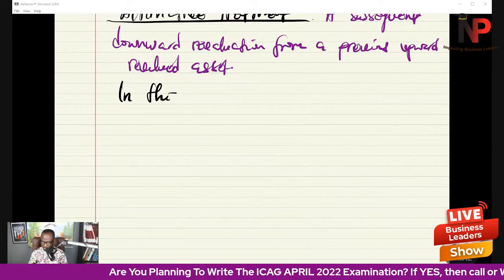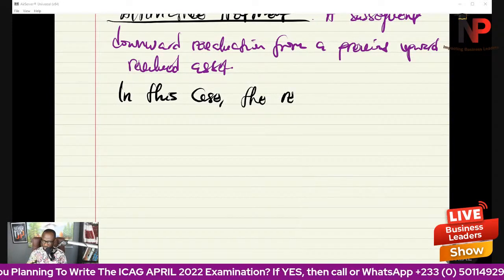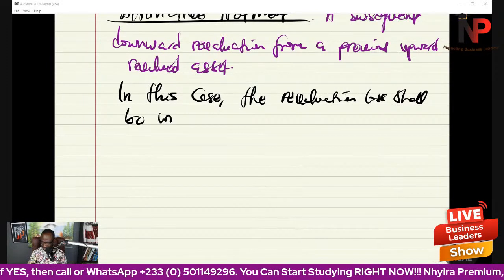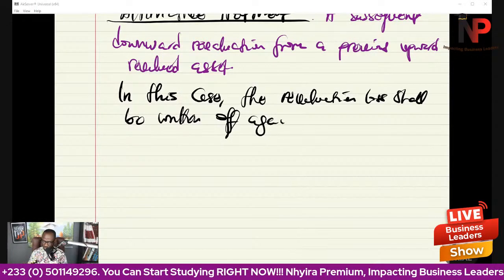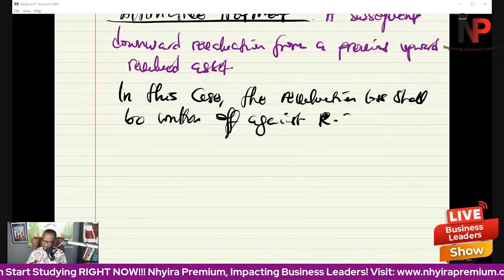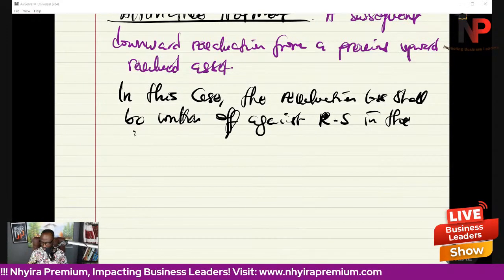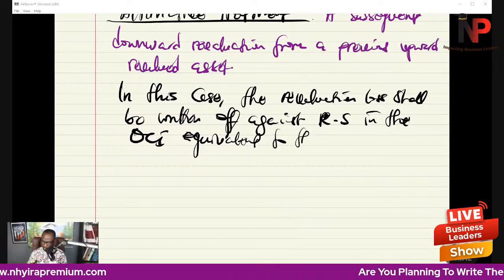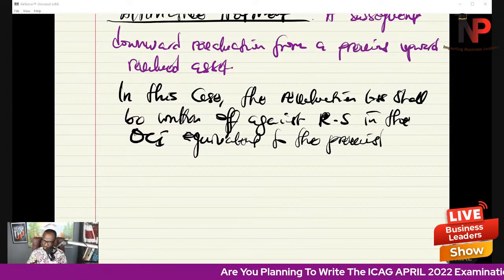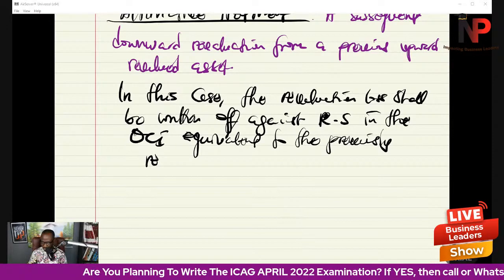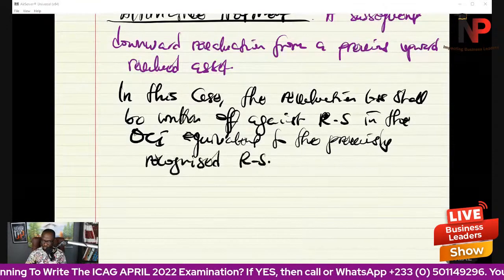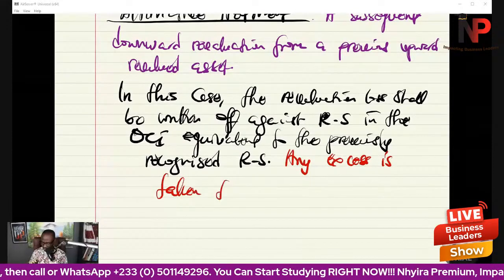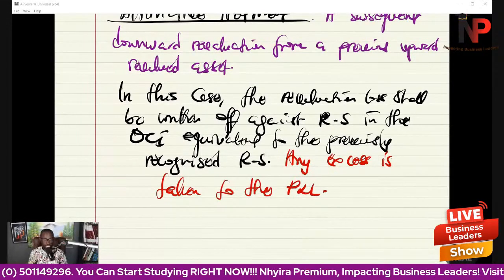So in this case, let's put a principle down. The revaluation loss shall be written off against revaluation surplus in the OCI, and it should be equivalent to the previously recognized revaluation surplus. Any excess is taken to the P&L.